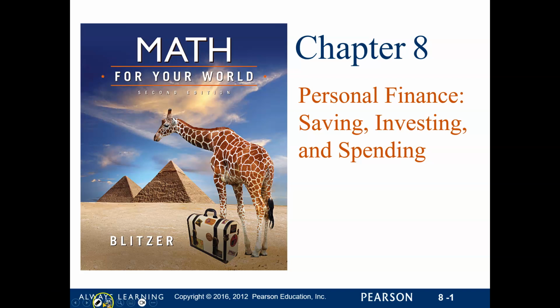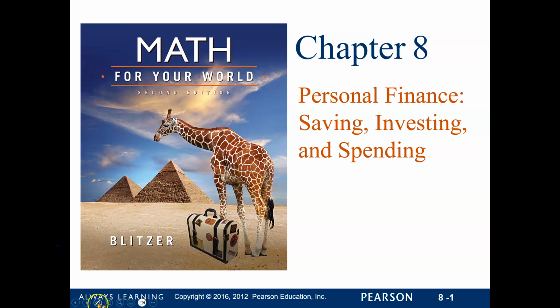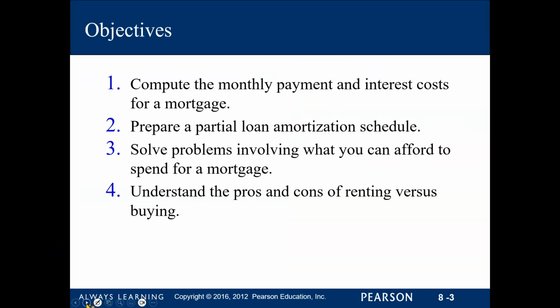All right, so let's now have our discussion on Lesson 8.3, the cost of home ownership. For this topic, we will be looking at the monthly payment and interest costs when buying a house, the partial loan amortization schedule, solving problems involving what you can afford and spend on a mortgage, and also the pros and cons of renting versus buying a house.